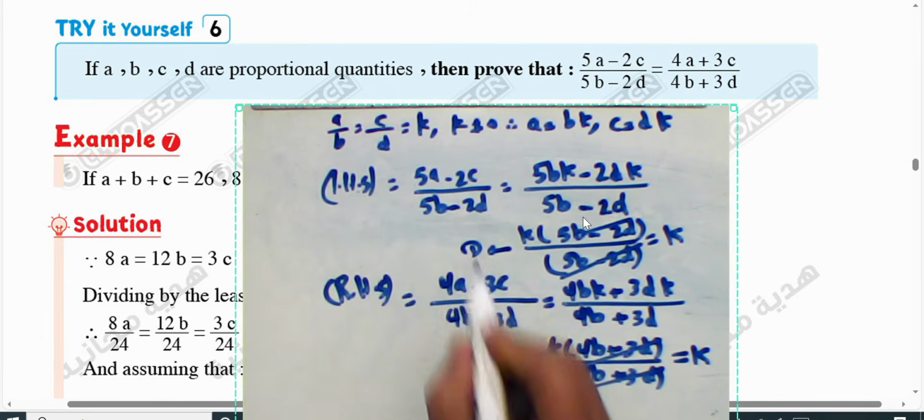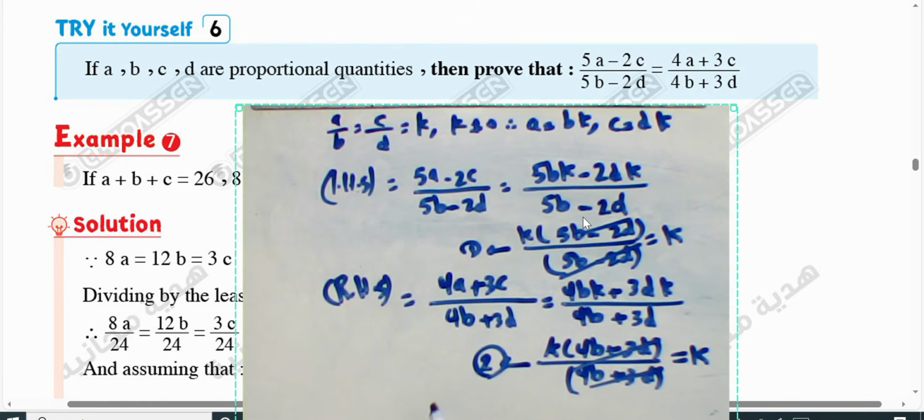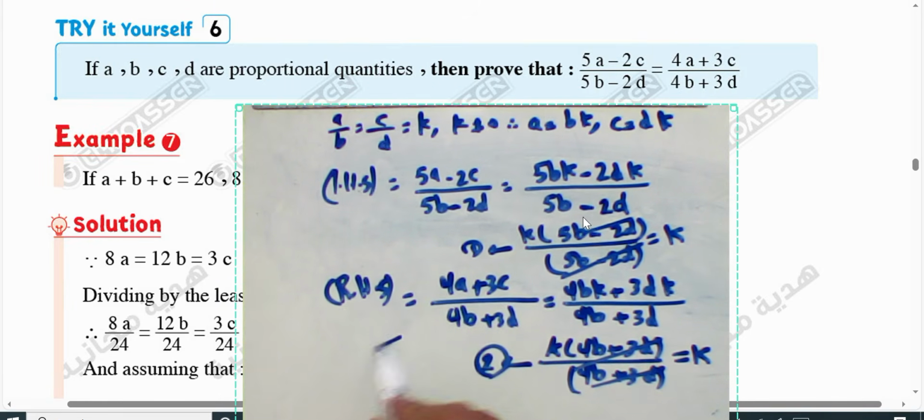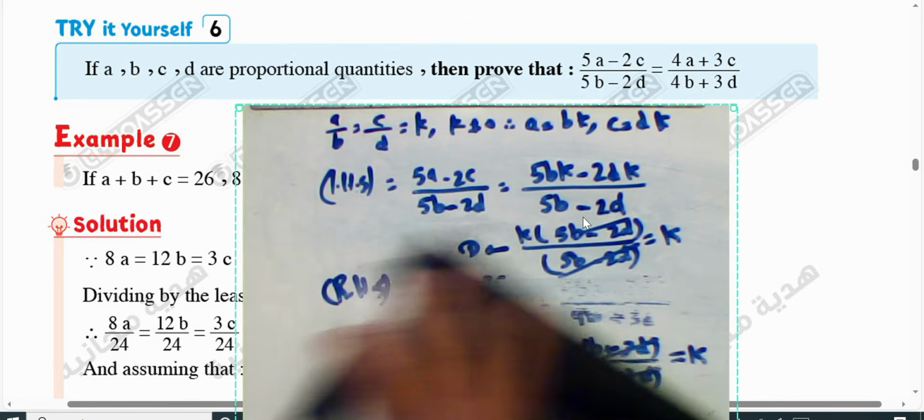It's relation number 1, and here relation number 2. From relations 1 and 2, then left hand side equals right hand side. Understood?